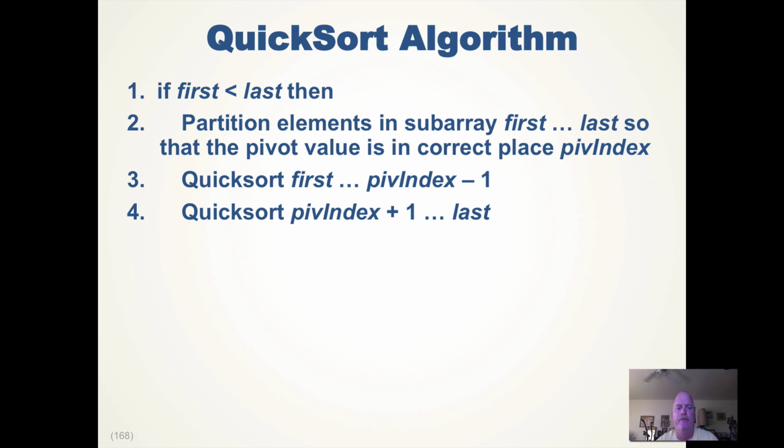So what's the algorithm for the quick sort? If first is less than last, we have an array, so we can continue on. We partition the elements in the subarray from first to last, such that the pivot value is in the correct pivot index. We choose the first item as our pivot, and then we quick sort first to pivot index - 1, so we're going to do the left side, and then we quick sort pivot index + 1 to last, which will quick sort the right side.